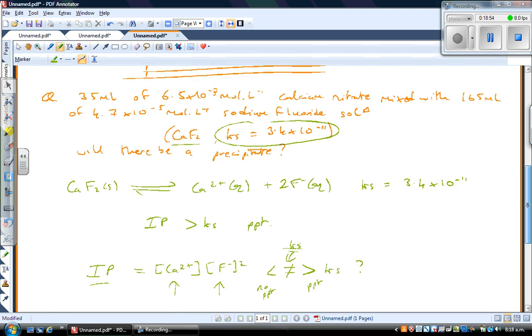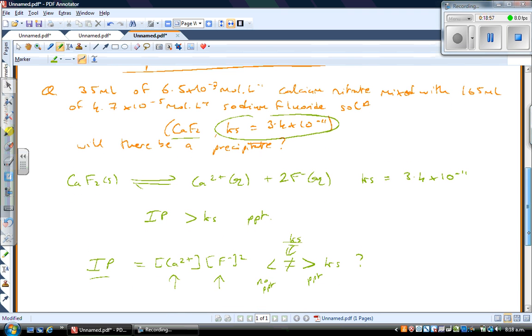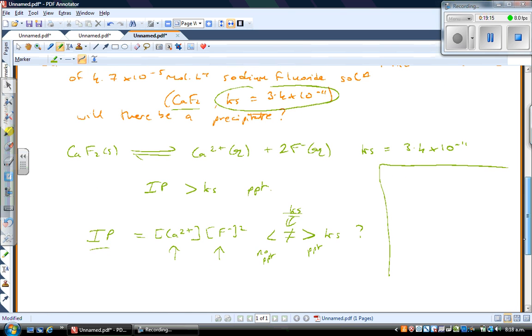And what they're doing here is they're just putting a little bit of a twist in the question, or a sting in the tail, and they're giving us a dilution factor to deal with. So we have 35 mils of 6.5 by 10 to the minus 3 moles per liter calcium nitrate mixed with 165 mils of sodium fluoride. So the concentration of calcium ions, we'll better just do it down here. The concentration of calcium ions is equal to the 6.5 by 10 to the minus 3 moles per liter, and that's given to you in the question up here.